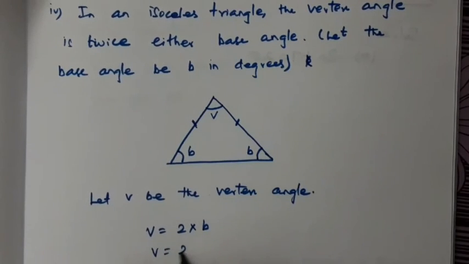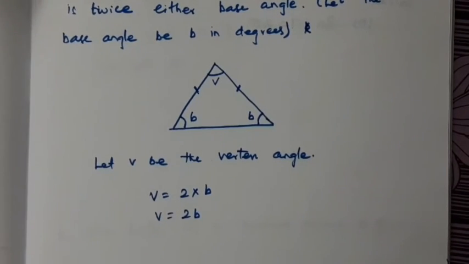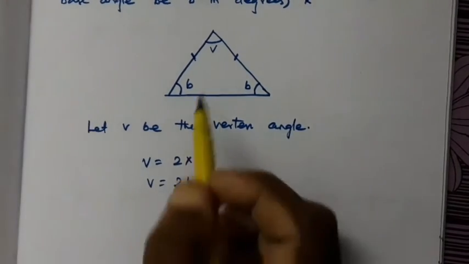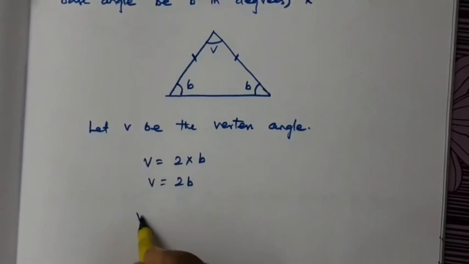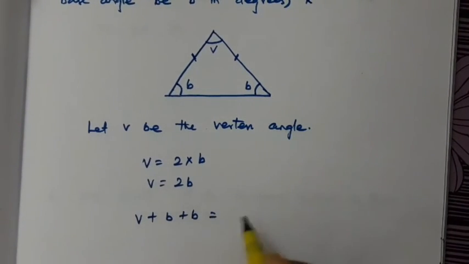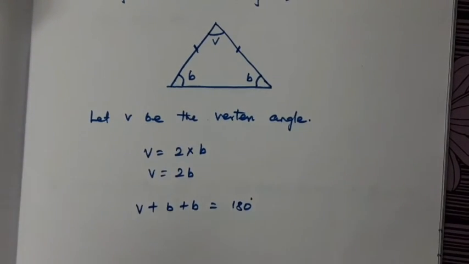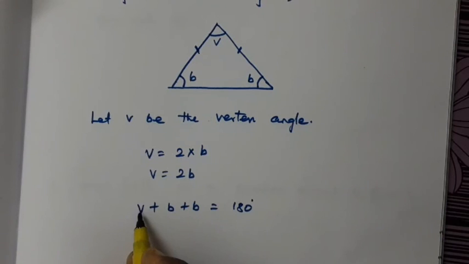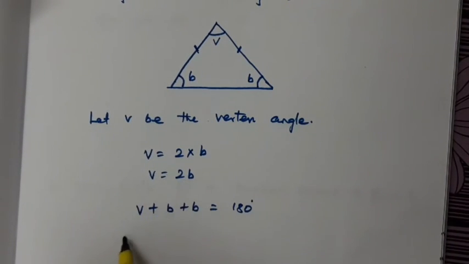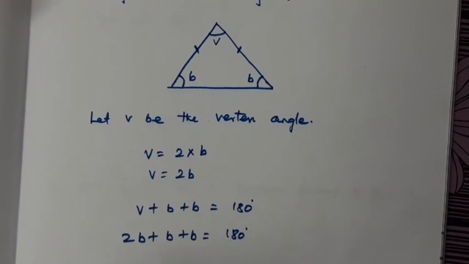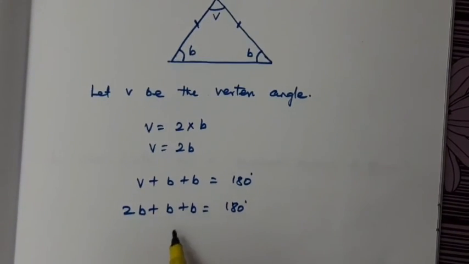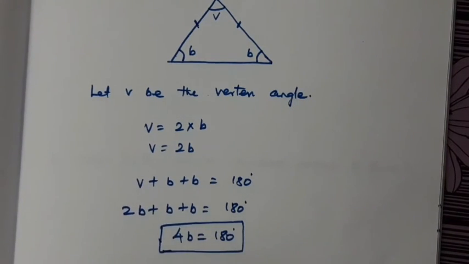So one thing is V equal to 2B. You know that in a triangle, the sum of all the angles, that is V plus B plus B, is equal to 180 degrees. Instead of V, I am going to substitute 2B. So 2B plus B plus B is 180 degrees. 2B plus B plus B is 4B. 4B equal to 180 degrees. This is the equation.